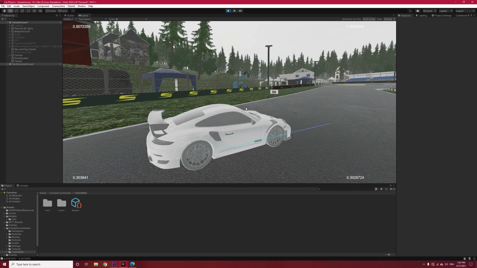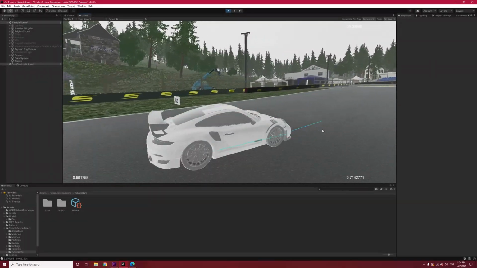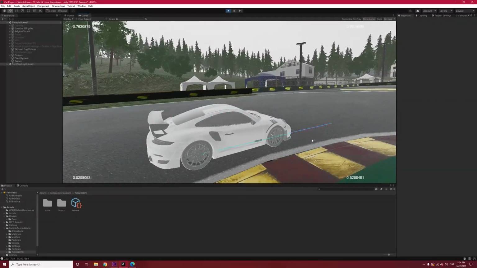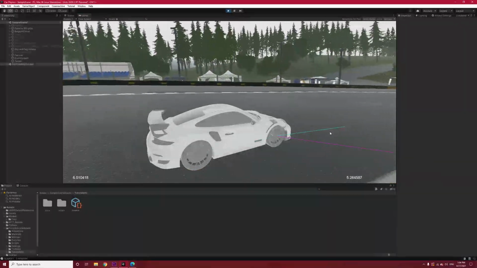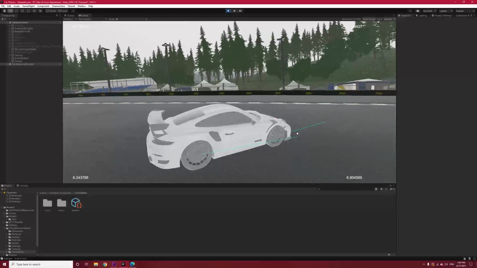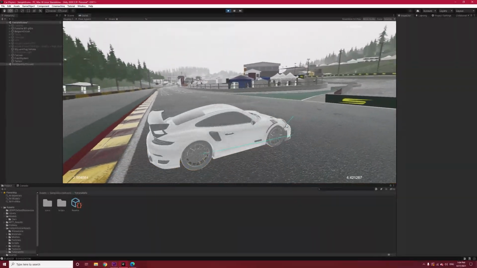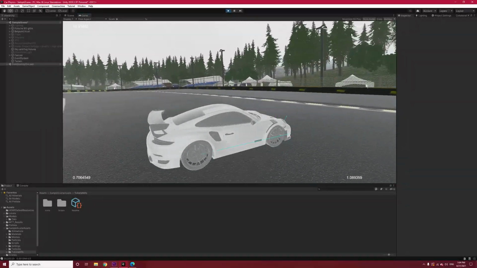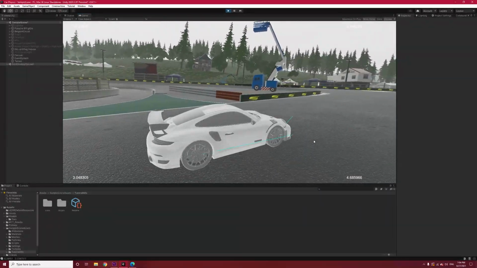The cyan line shows the real direction of travel of the wheels. The magenta line shows the expected direction of the wheel. When I play the game, you can see the cyan line's direction change based on our slip angle. I have put four texts at the four corners of the screen. The top right and top left text show the slip angle of the front right and front left wheel respectively. The bottom right and bottom left show the slip angle of the rear right and rear left wheel.